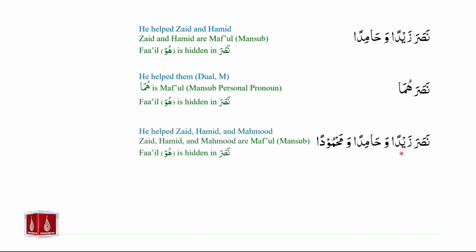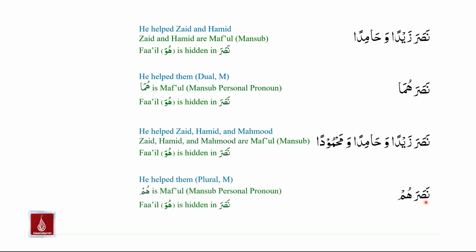Nasara Zaidan wa Hamidan wa Mahmudan. Similar to the first example, we see that Zaidan, Hamidan, Mahmudan are all mansoob and therefore they are maf'ul. And we can translate this as he helped Zaid, Hamid and Mahmud.